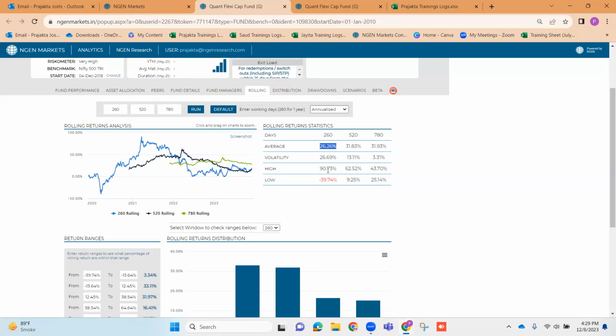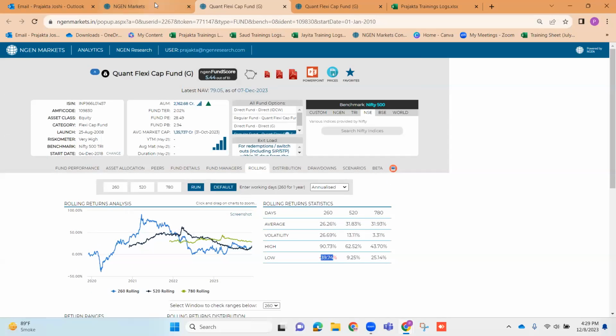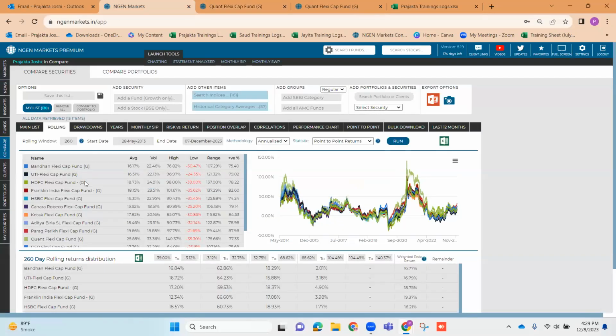With a 1 year holding period, it has a loss of about negative 39%. On the other hand, as the holding period increases to 520 and 780 days, this lowest goes on reducing further and ultimately turns out to be a positive return, right? So this is the rolling returns at a single fund level. Again, the same thing is replicable on a list of funds as well.